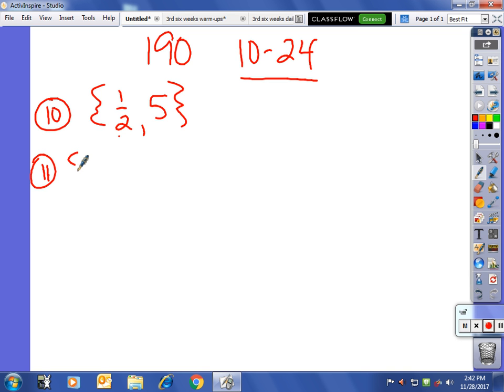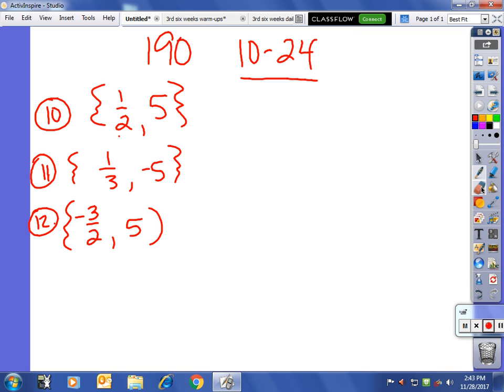Alright, number 11. I'm seeing 1/3 as one of the roots and -5 as the other one. Again, if you got one right and one wrong, it's 1 x. If you missed both of them, it's 2 x's. Hopefully you didn't miss any, so no x's. Number 12 is -3/2 and +5. Whoops. -3/2 could also be written as -1.5 if you like decimals. So if you didn't have it as -3/2, that's okay. You could also have -1.5.